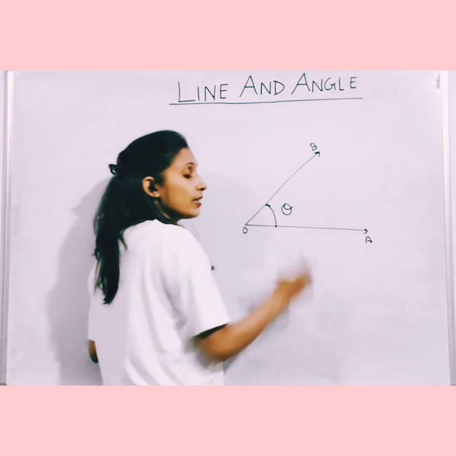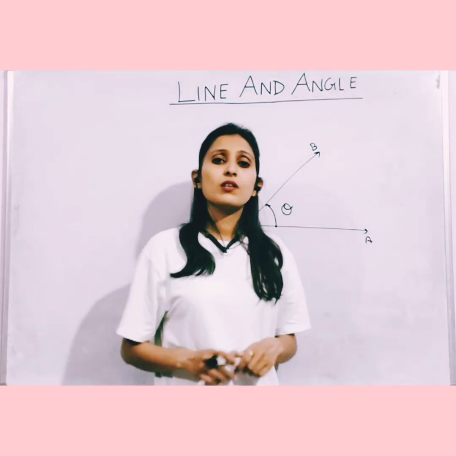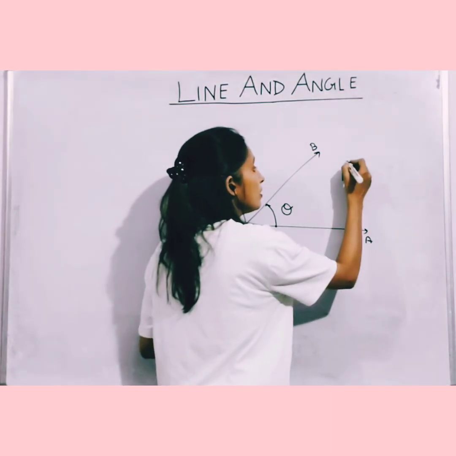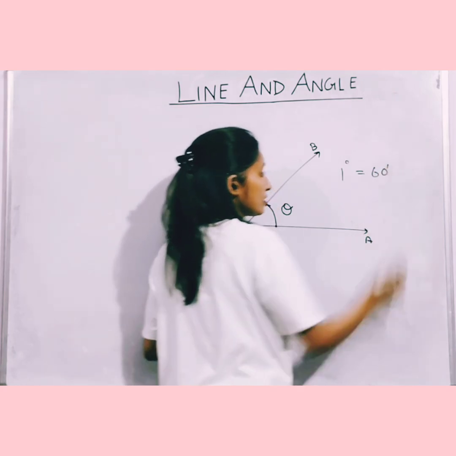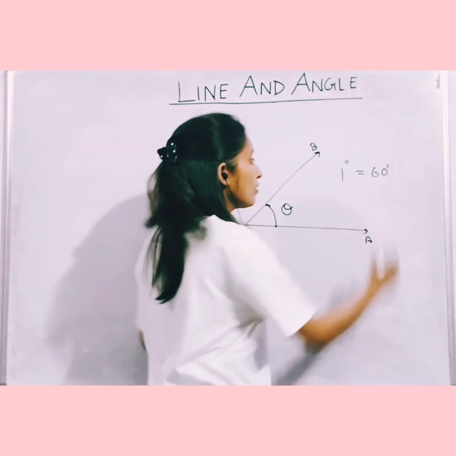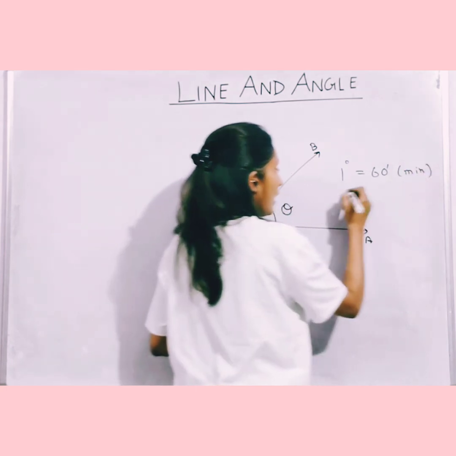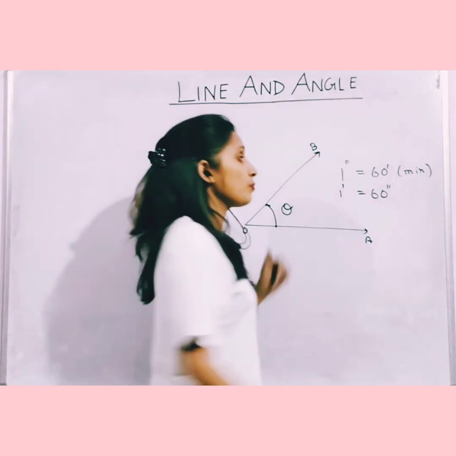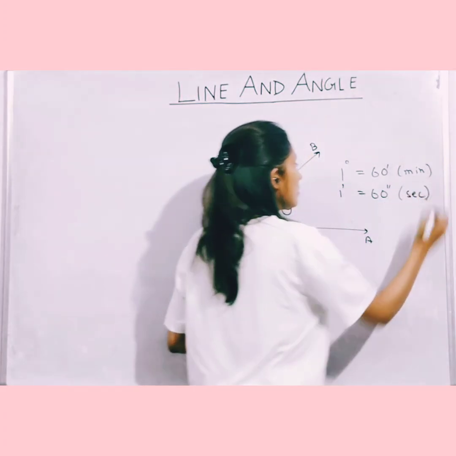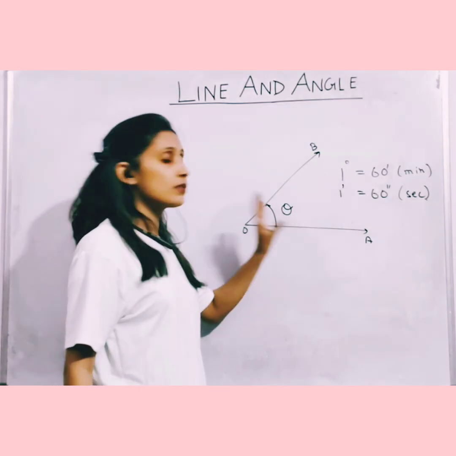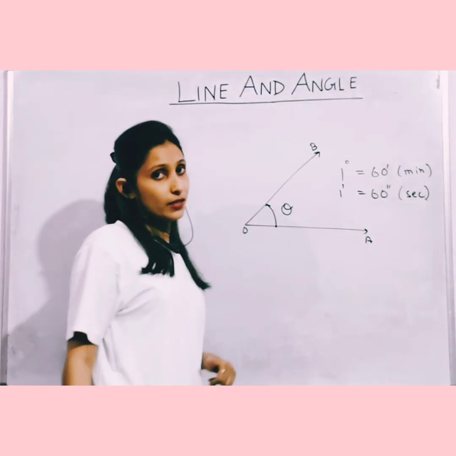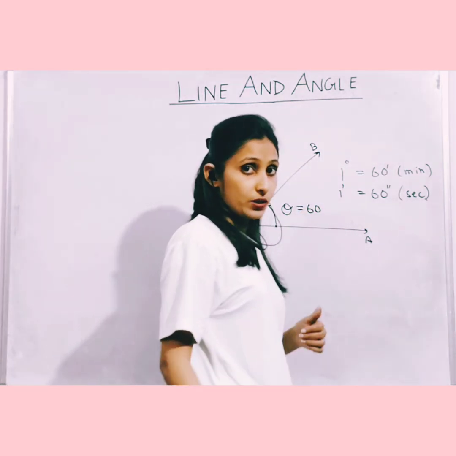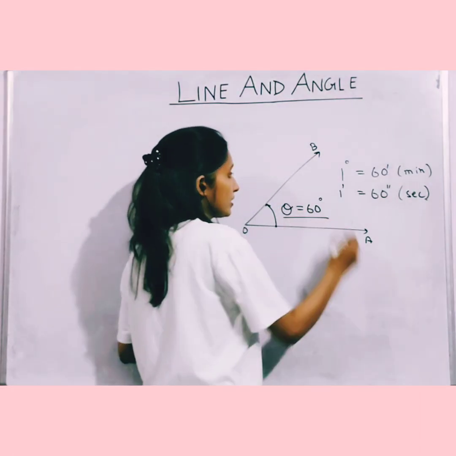Basically we measure angle in degrees, but we also have some subunits like minutes and seconds. We should keep in mind that 1 degree is equal to 60 minutes. This single dash represents the minute, okay? And 1 minute is equal to 60 seconds. These double dashes represent seconds. Sometimes we have to use this, otherwise the unit for the angle is degree. Suppose this angle is 60 and we can measure the angle by using the protractor, right? So this is our 60-degree angle.